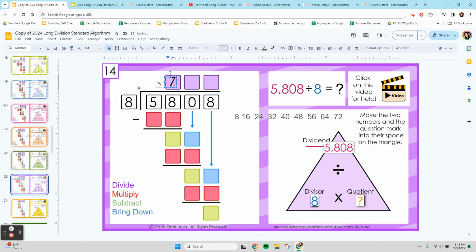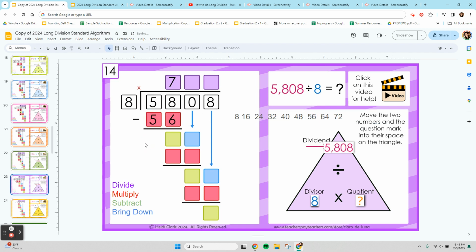Our next step is to multiply, and if you're ever stuck, just think it's the last thing you touched, and we just put this 7 down, so that's what we're going to do. Multiply 7 times 8, which we know because we were just looking at it. 7 times 8 is 56.